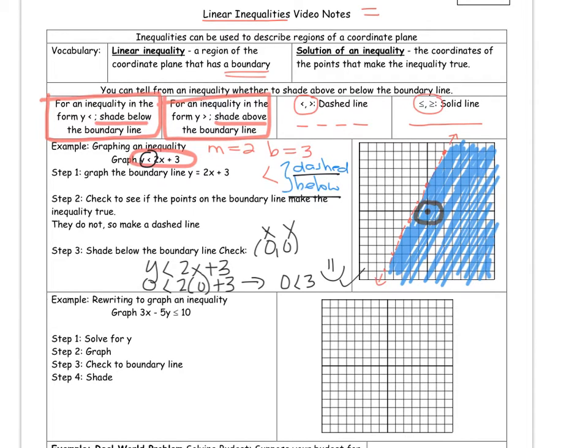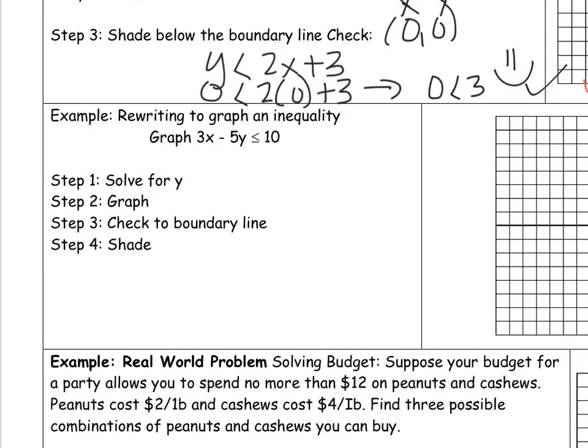We graph it exactly like we would graph the equation y equals 2x plus 3. What happens if the inequality is not in the form of y equals mx plus b? Well, then that's where we have to solve for y. We did this in the beginning of this unit. We've done it in the last unit. So that's what we're going to do.